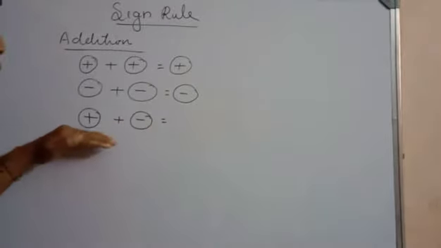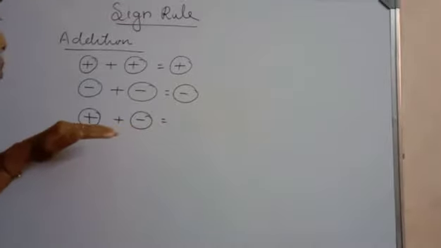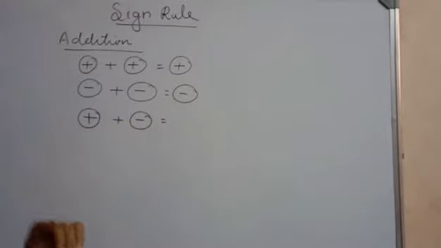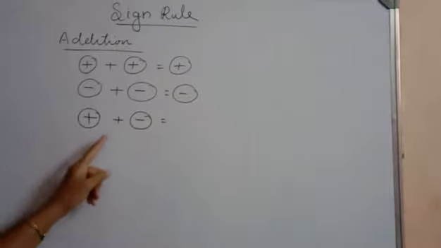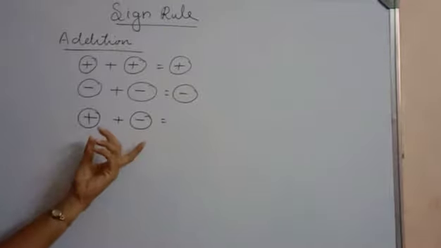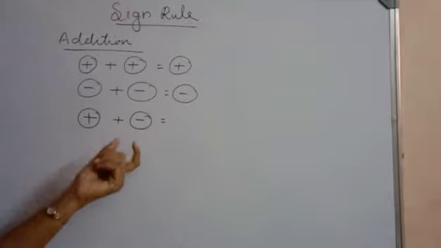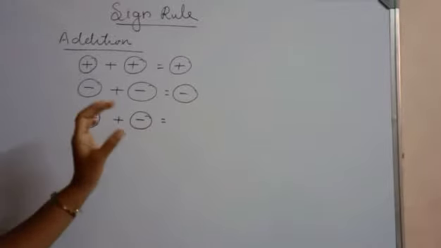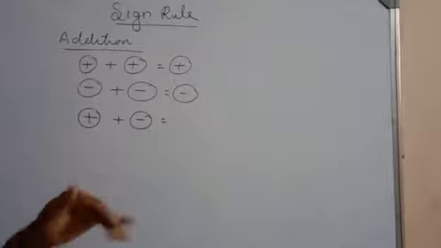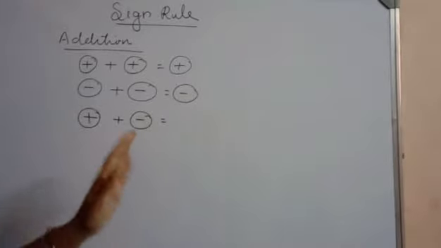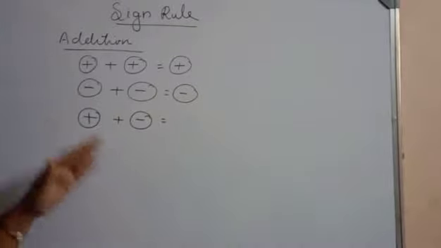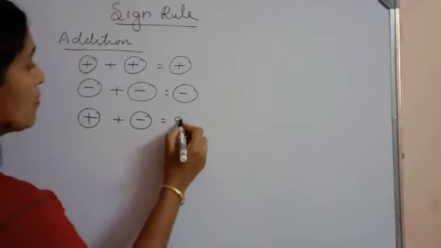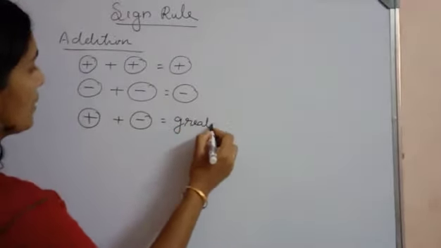Here, you have to remember one thing very importantly, that when you are adding two numbers with a different sign, that is, one number is positive and another number is negative, what you need to do is subtract the smaller number from the greater number, whether it is positive or negative, and give the sign of the greater number. That's the important thing you need to remember.